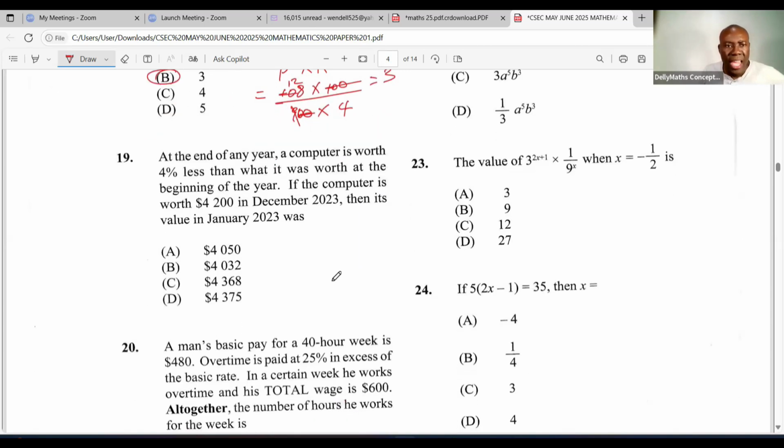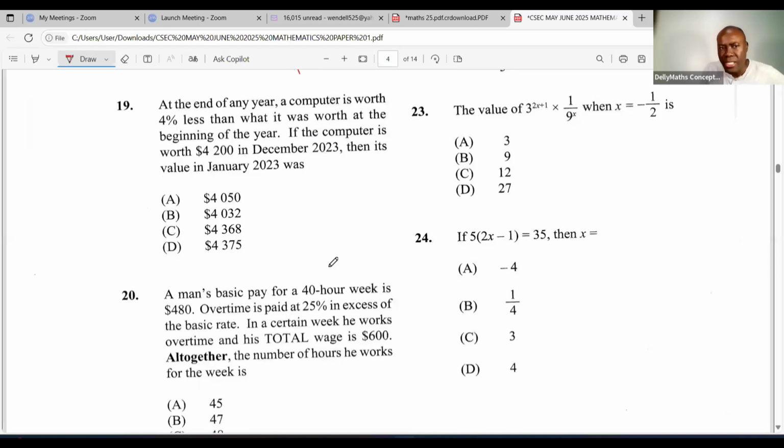Number 19. At the end of any year, a computer is worth 4% less. So this is key, less than what it was worth in the beginning. So it's depreciating by 4%. If the computer is now worth this in December, then in January, what was it? In other words, there was some number that is bigger than this. So it's one of these numbers, right? That 4% of them takes you to here. So find 4% of one of these. It can't be less than this. So let us say we take 4375. Let's find 4% of that.